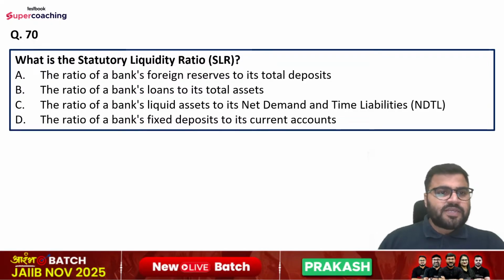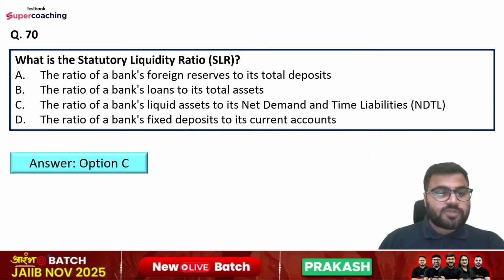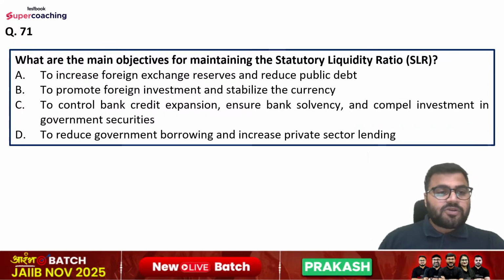Question number 70. What is the statutory liquidity ratio? Options are the ratio of a bank's foreign reserve to its total deposits, the ratio of a bank's loan to its total assets, the ratio of a bank's liquid assets to its NDTL, net demand and time liabilities, or the ratio of a bank's fixed deposits to its current accounts. So right answer is option number C, that is the ratio of a bank's liquid assets to its net demand and time liabilities.